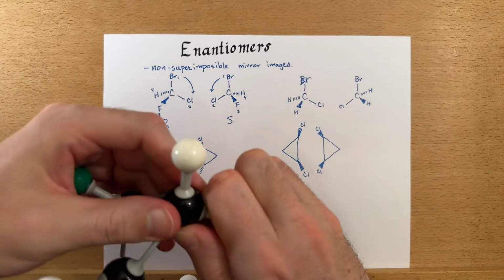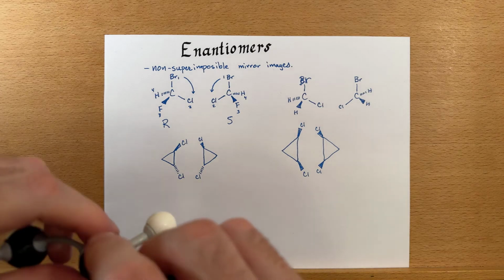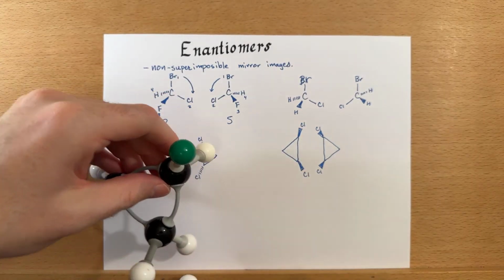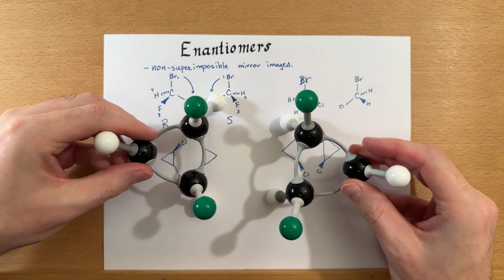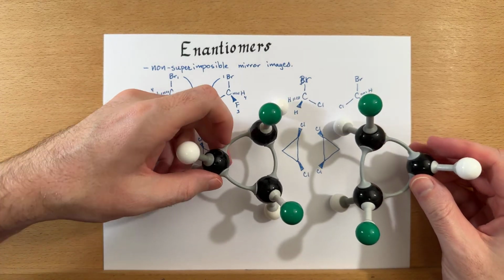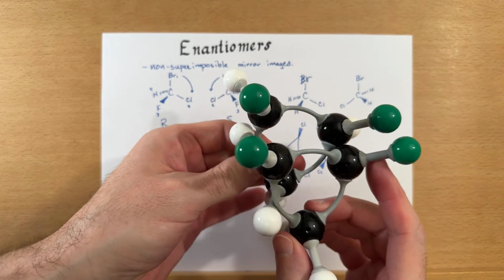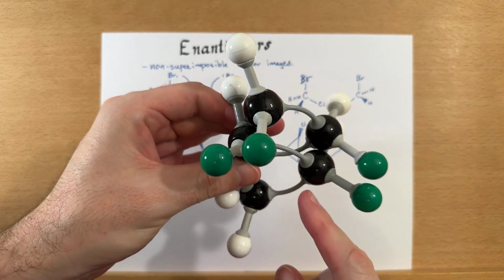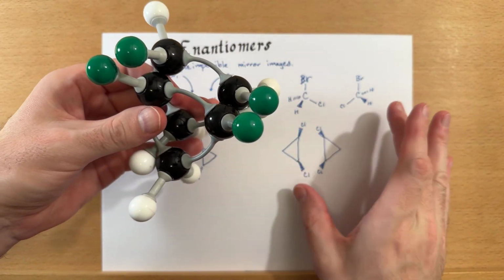Now I have to switch my model kit a little bit to make the other version. So there's one of them made. And now I have the other one. So here are those mirror images, but I can very easily superimpose them so that everything lines up in the same positions. So these are not enantiomers.